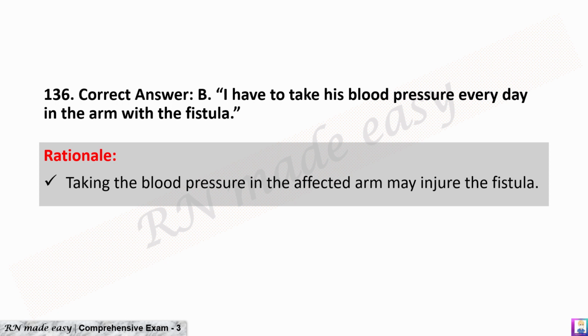The correct answer, B. I have to take his blood pressure every day in the arm with the fistula. Rationale. Taking the blood pressure in the affected arm may injure the fistula.